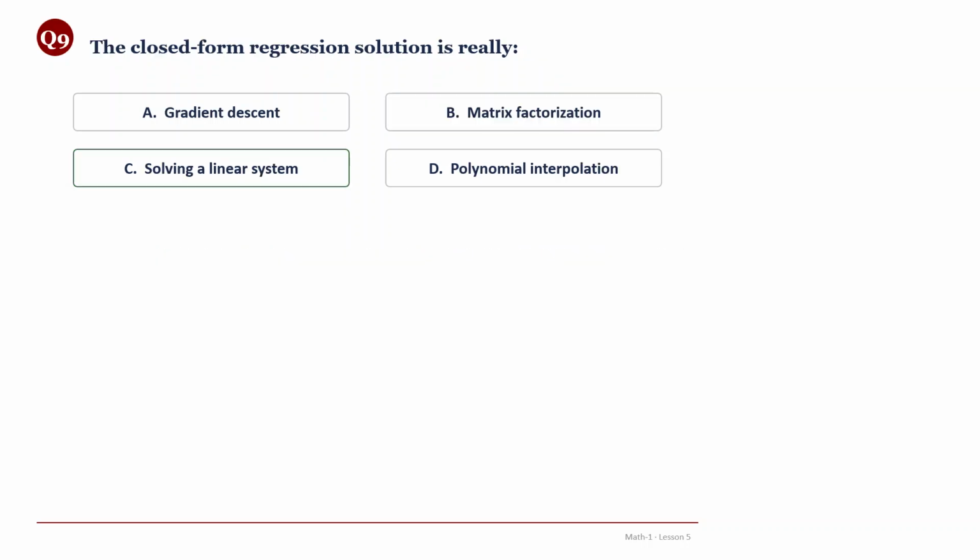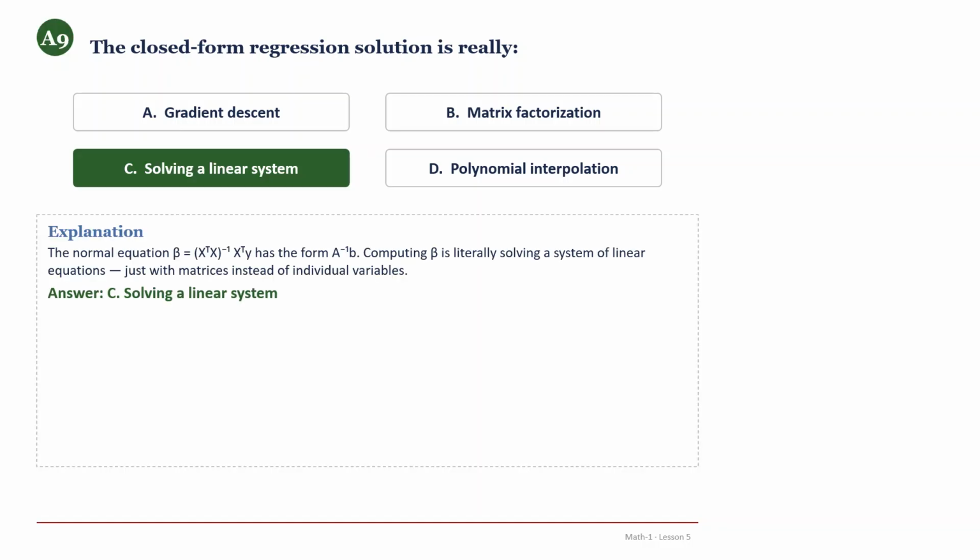Question 9. Closed-form linear regression is essentially which of the following: random search, gradient descent, solving a large linear system, or bisection. Think about the normal equation and its structure. The answer is C, solving a large linear system.